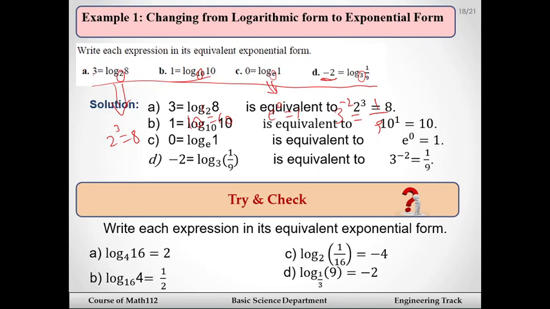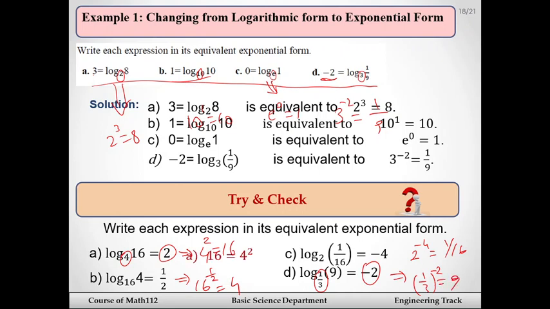Let's try and check. 4 base squared is 16. 16 to 1/2 is 4. 2 to negative fourth is 1/16. 1/3 to negative second is 9. So you can check them.